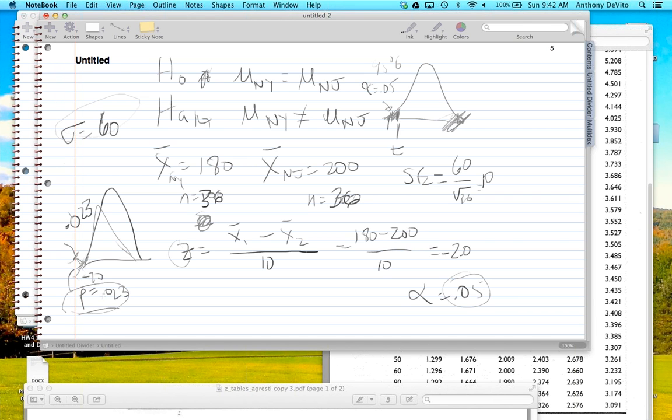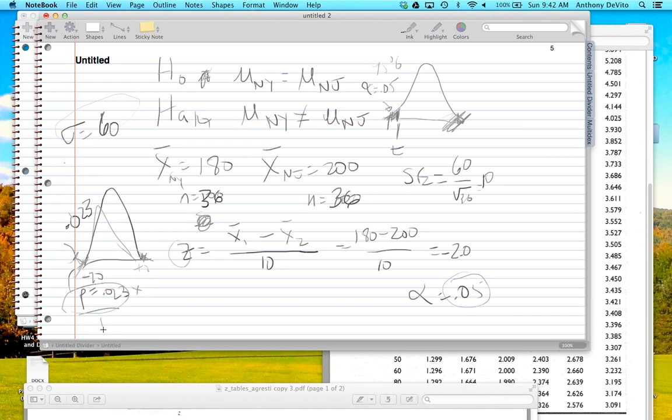However, I'm not done yet, am I? What do you think I need to do to this p-value in order to make sure that I have the right value? What have I forgotten to do here? Yeah, Sarika is correct. I would have to double the value for the true p-value, because I have to account for the upper end, the z-score of plus 2.0, as well as the z-score of minus 2.0.